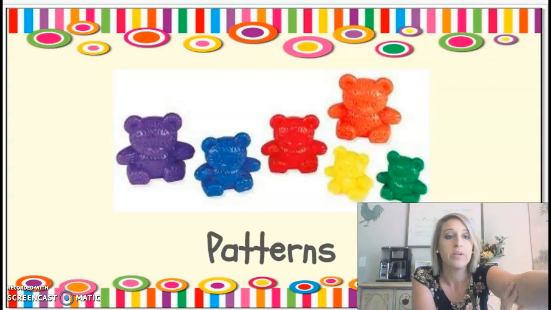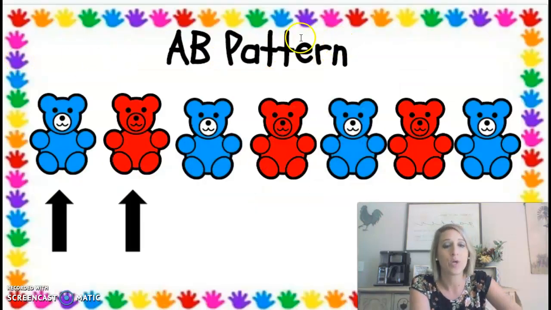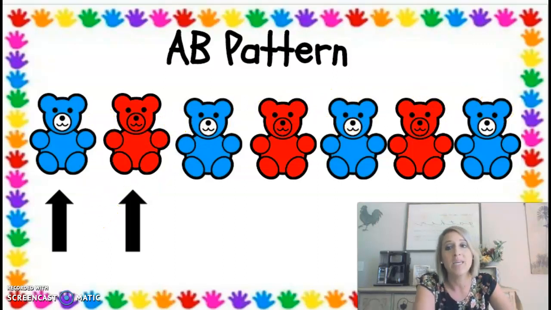Alright, so we are going to review our patterns today. The first pattern that we're going to do is what you see here on the screen. It's called A-B pattern. We've already talked about this before, but I want to review it with this slide because it's nicely set up. What you see here is a blue, red, blue, red, blue, red, blue. There are only two different things in this pattern. We have the blue one, which we can call A, then we have the red one, which we can call B. A-B pattern. Blue, red, blue, red, blue, red, blue. And so this is the A-B pattern.